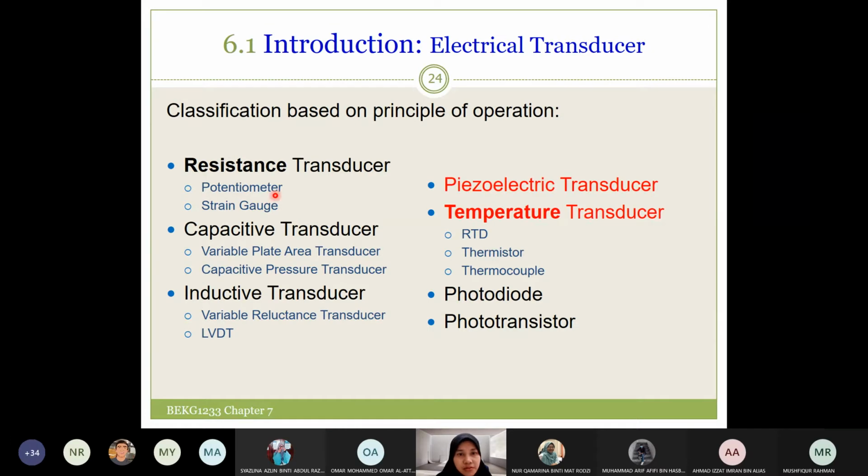Basically, we have three types of transducer: resistive, capacitive, and inductive. Today we will go in general for resistive, capacitive, and inductive transducer. Okay, the examples for resistive transducer are potentiometer and strain gauge. These are the examples for capacitive transducer and these are for inductive transducer.